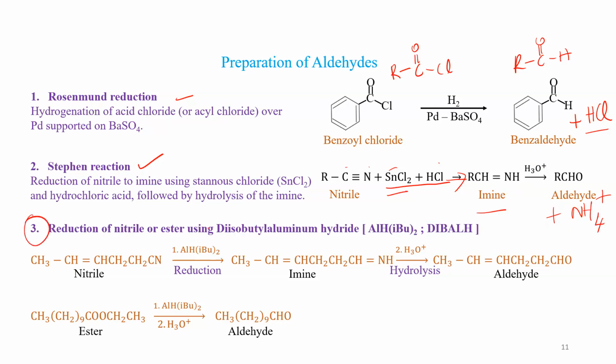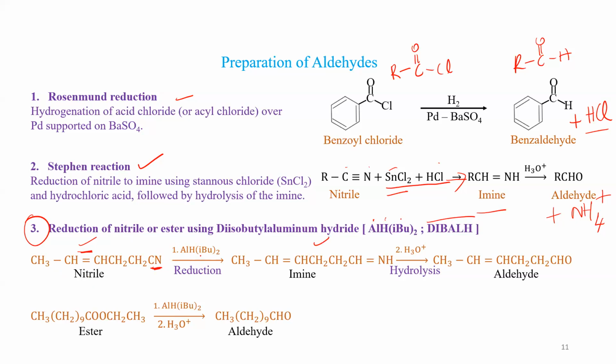Then reduction of nitrile or ester using diisobutyl aluminum hydride, abbreviated as DIBAL. They have given this example to show that DIBAL will not reduce all functional groups. It is selective. It is milder than lithium aluminum hydride. Here it is reducing only the carbon-nitrogen triple bond. It is not affecting the carbon-carbon double bond. That's what they want to demonstrate over here.